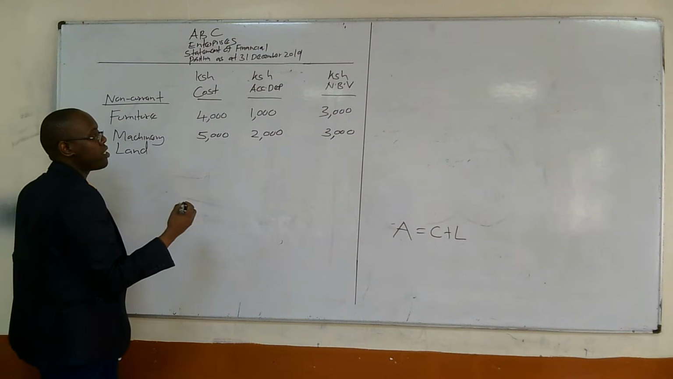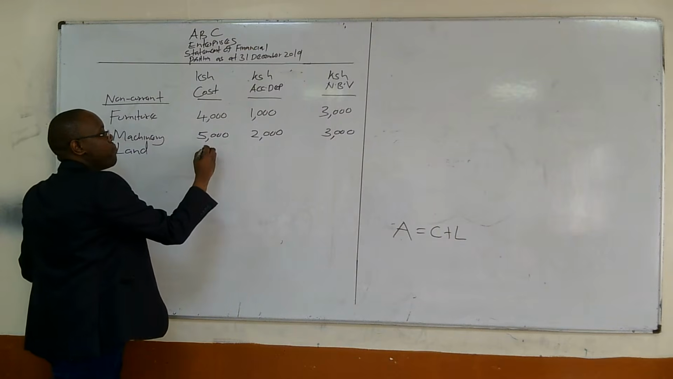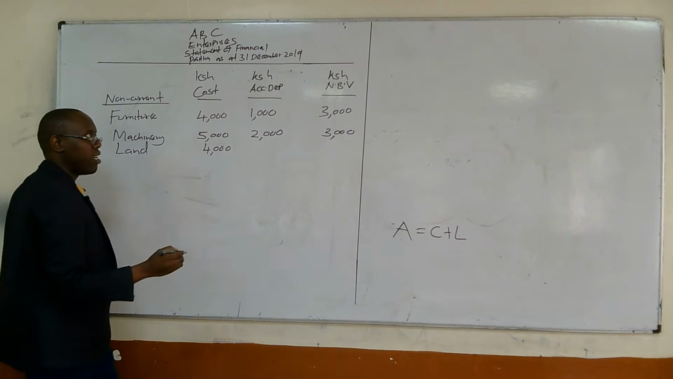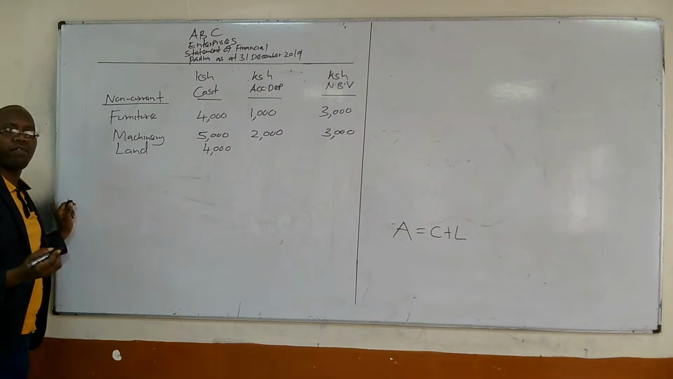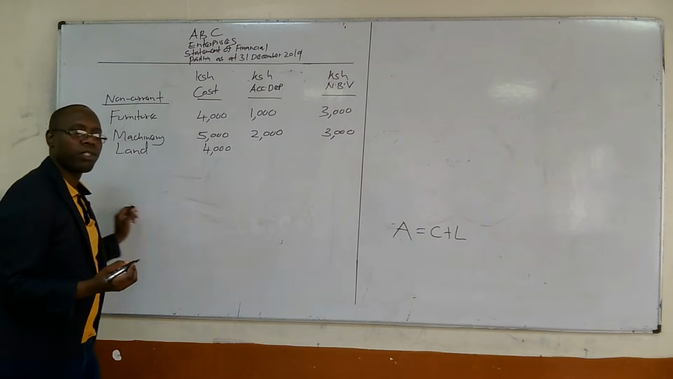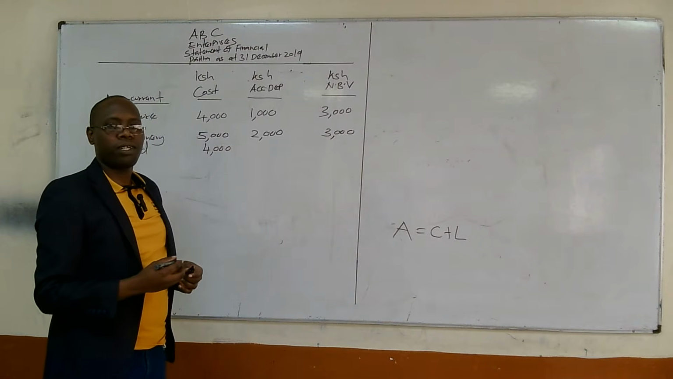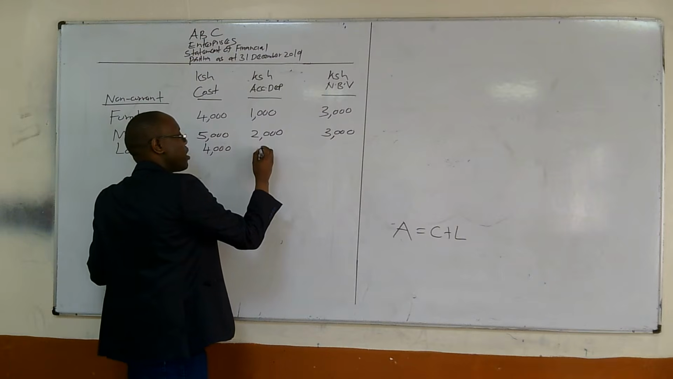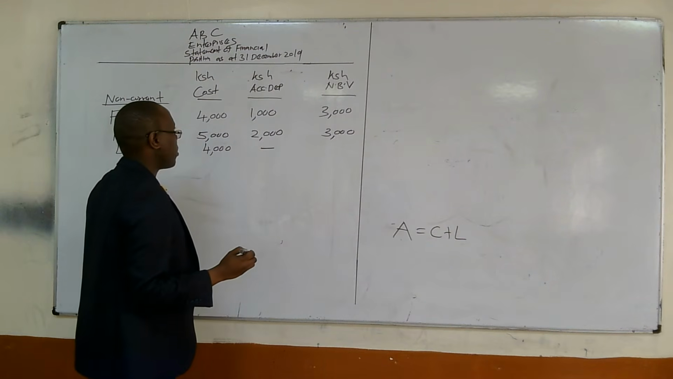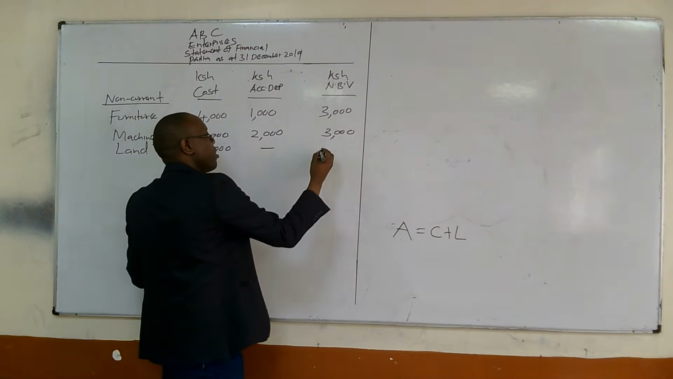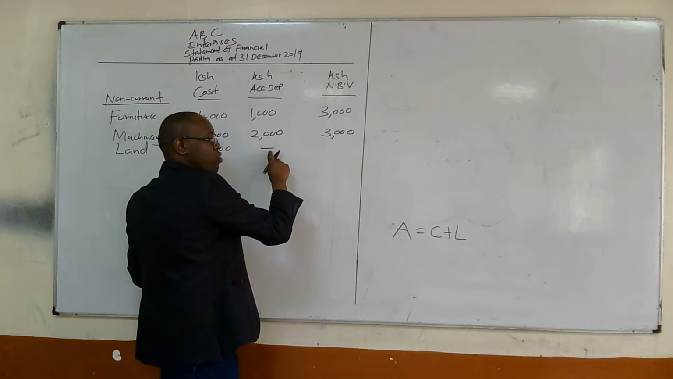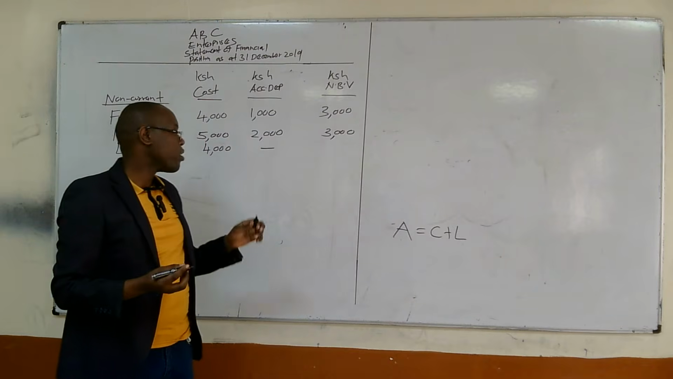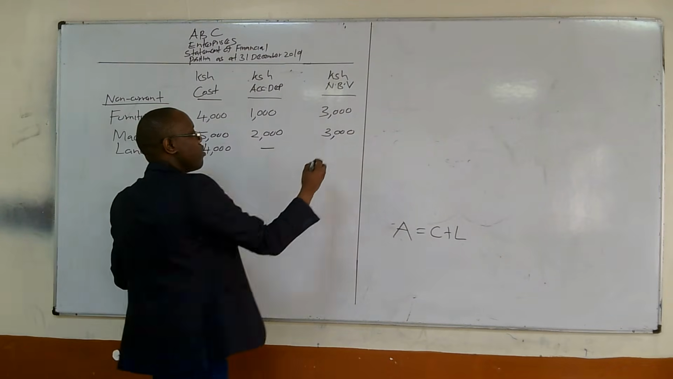And we want to assume that the value of land maybe it is 4,000. And let us assume that you have not been given the depreciation of land, because land does not depreciate, it rather appreciates. So you are going to be able to put a dash here under that particular accumulated depreciation. And whenever you put a dash, it means that the accumulated depreciation is 0. So it's like 4,000 minus 0, which is going to be 4,000.